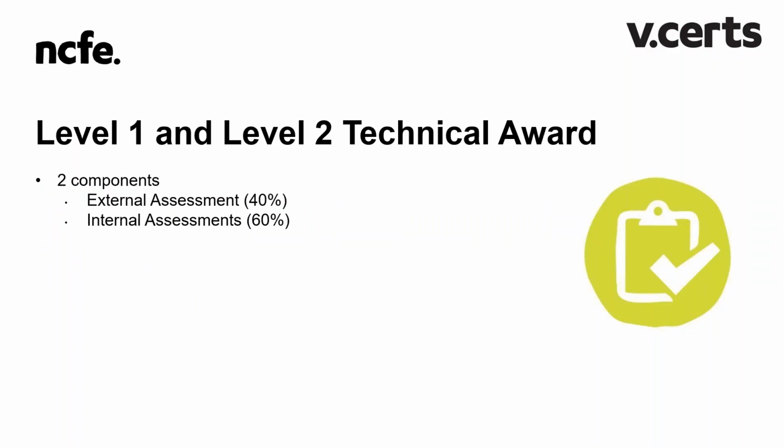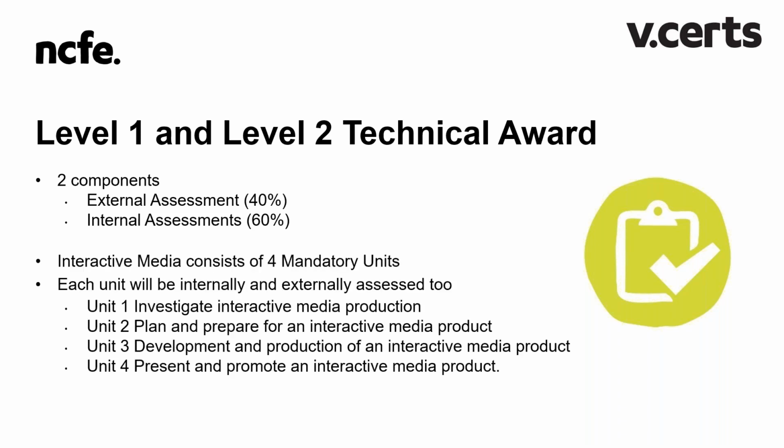The Level 1 and Level 2 Technical Award in Interactive Media consists of an external assessment worth 40% and internally assessed coursework worth 60%. Interactive Media has 4 units and each unit is internally assessed with the coursework. These units are usually assessed with the invigilated external assessment. Learners are entitled to 1 resubmission of the internally assessed coursework following the EQA visit. If your learners are doing the Level 2 qualification, then they'll need to achieve a minimum of a Level 2 pass in each internal assessment and the external assessment.